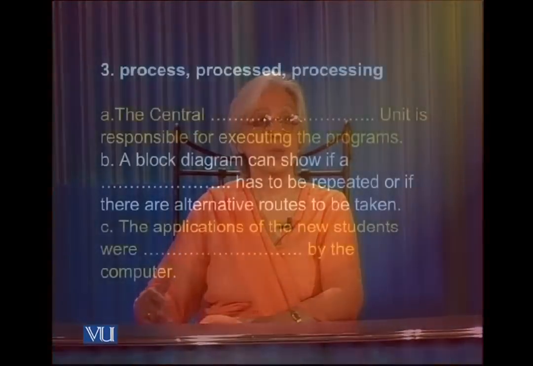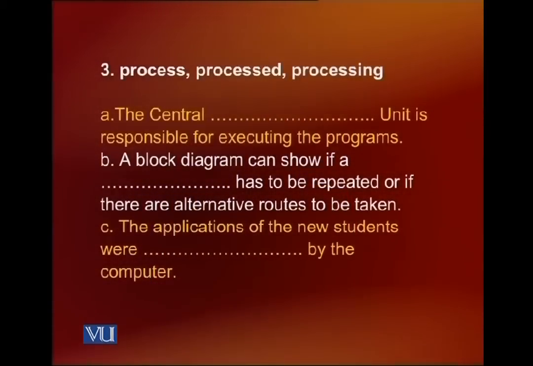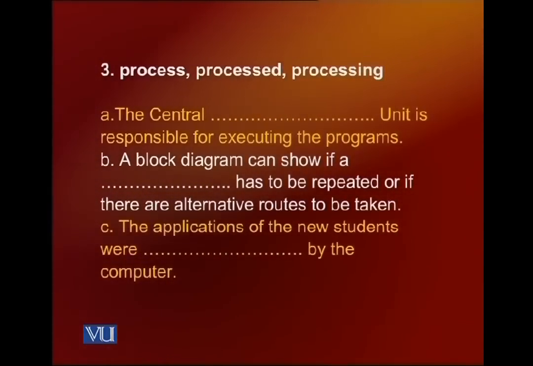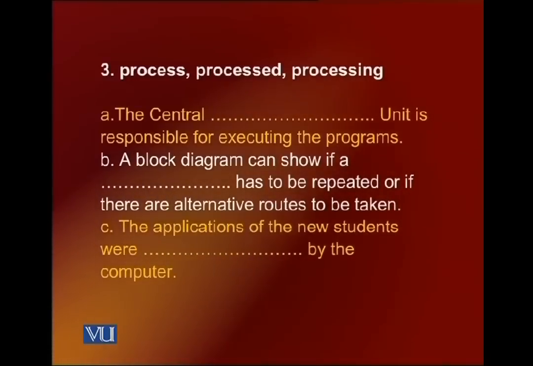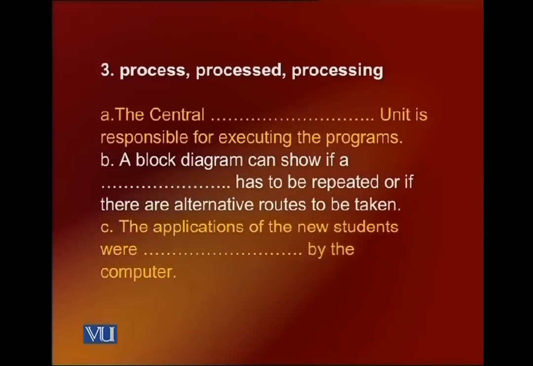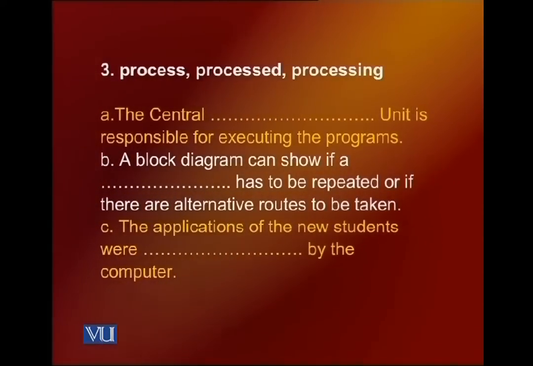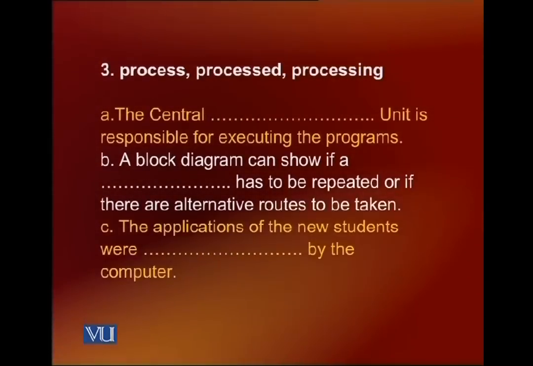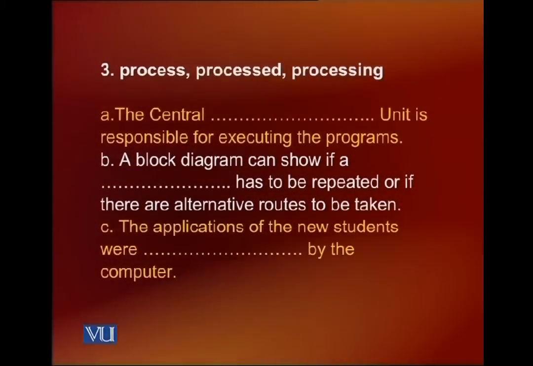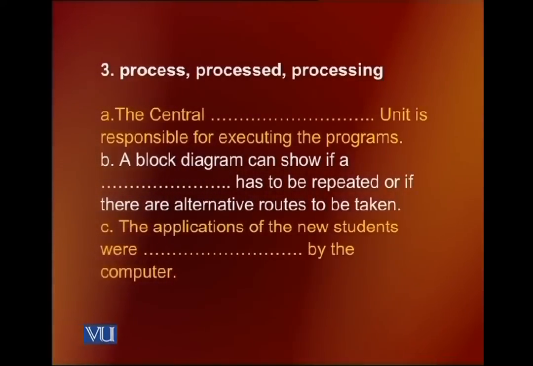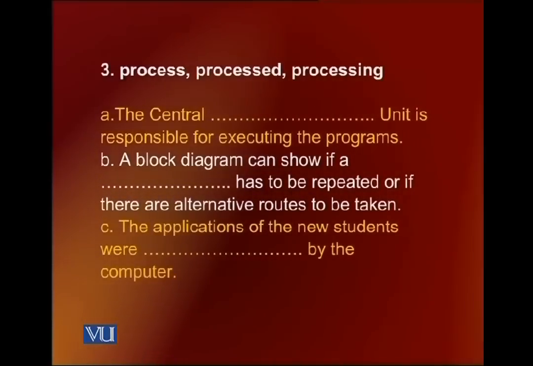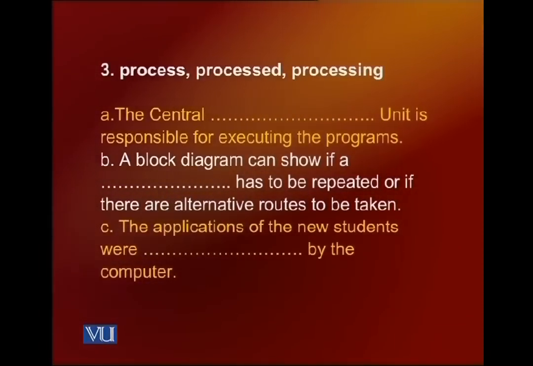group of words is process, processed, and processing. Sentence A, the central dash unit is responsible for executing the programs. The central processing unit. Right? B, a block diagram can show if a dash has to be repeated or if there are alternative routes to be taken. And the correct word over here is process. A block diagram can show if a process has to be repeated.